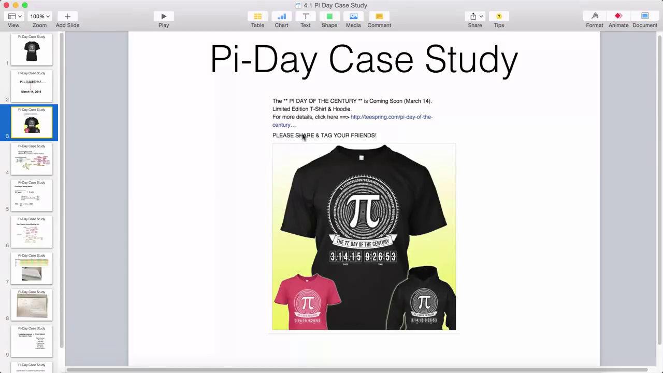I don't include price on my post because I want people to click the link to my t-shirt page so that they will be added to the website custom audience list that I can retarget them later. And then I will include a please share and tag your friends. So this is the call to action. Asking them to share and tag friends will help your post to go viral.